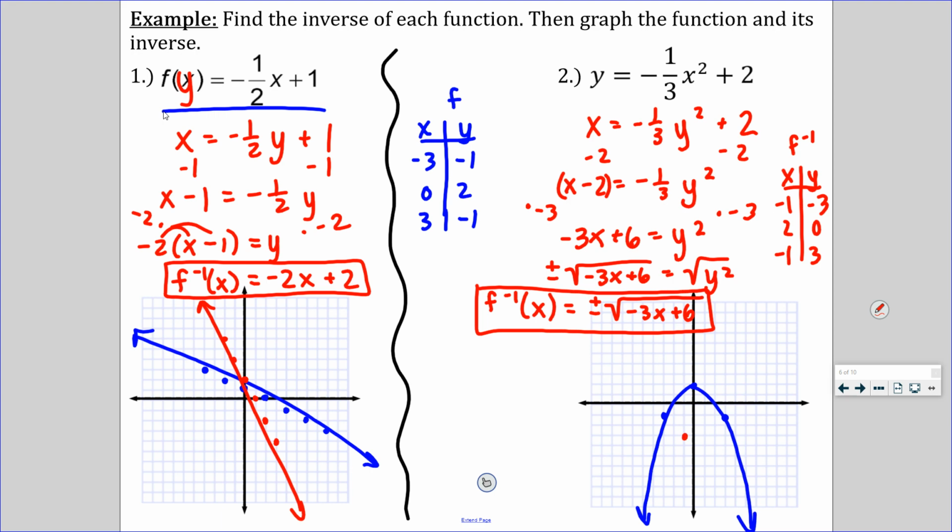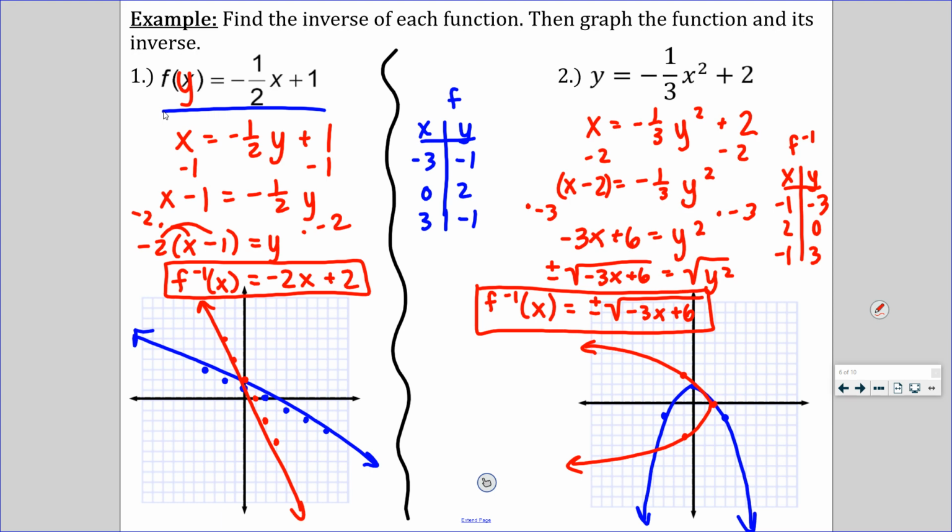Let's plot those: (-1, -3), (2, 0), (-1, 3). Oh, this is weird. I know. So what this actually looks like, here's your square root curve. But because we have plus or minus, I also have this piece down here. It is a reflection, so it should be the same shape. And you guys are correct.